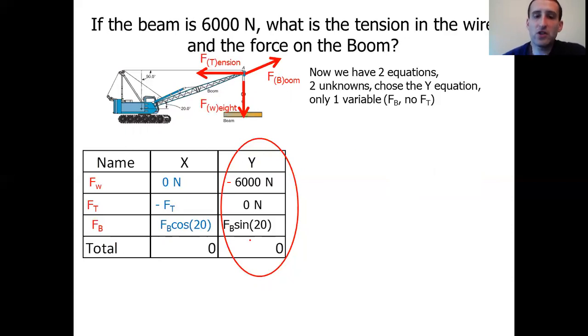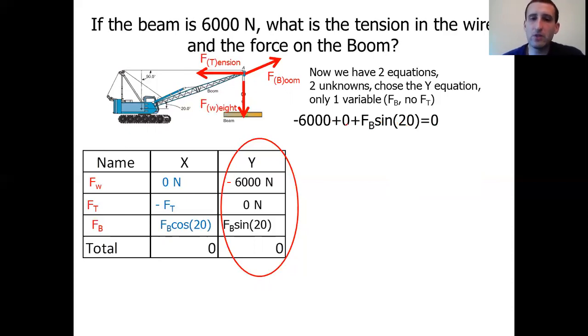So the first thing you do is you look at two equations, two column equations. They are both column equations. You look for the column that only has one variable. If one of them only has one variable, do that column first. So that's what we're going to do, the y column. So again, everything in the column adds up, and we get a total of 0. So negative 6,000 plus 0 plus the force of the boom times sine of 20 equals 0.